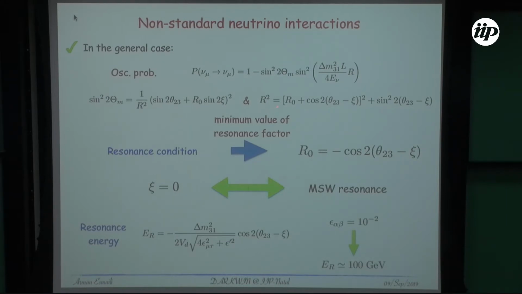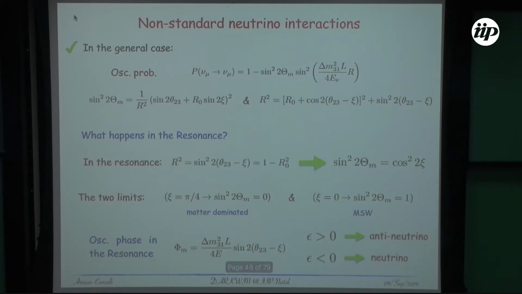Obviously, there is a resonance here, which occurs when R is at its minimum possible value, which is when R0, the ratio of the vacuum oscillation to the NSI potential, is equal to minus the cosine of this value. This will be 0, so R will be the minimum value. This is like an extended MSW resonance in the presence of the epsilon. If you put the epsilon to 0, where epsilon is the non-standard neutrino part, you will get the usual MSW resonance for theta 1,3.